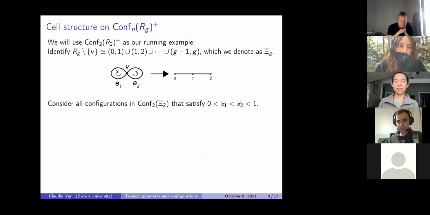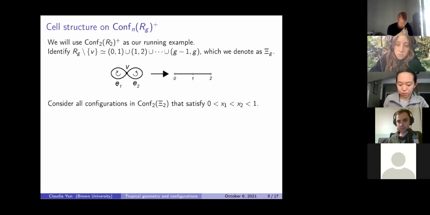How I'm gonna tackle computations on conf_2 of R_G is by doing a cellular decomposition. And I will illustrate how the cellular decomposition works just by looking at this very simple small space of arranging 2 points on R_2, the rose of 2 petals, or the figure 8 graph.